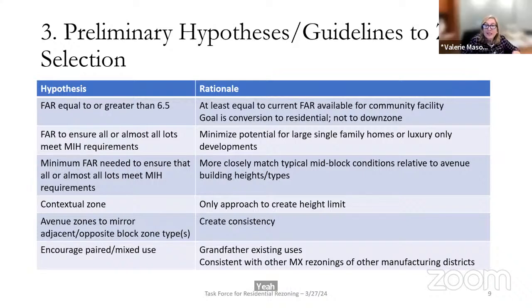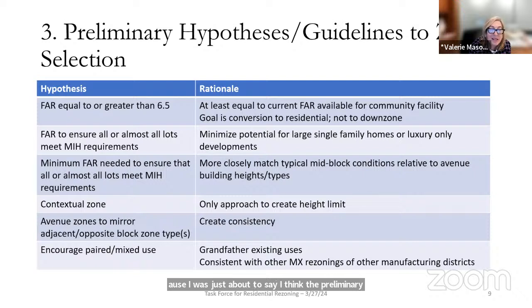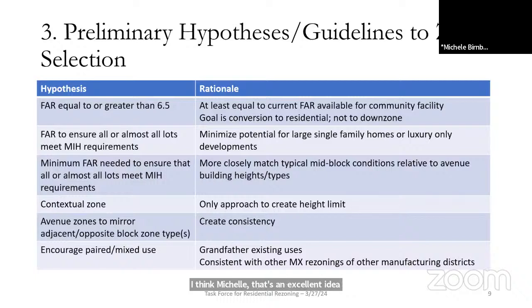Yeah, you guys unmuted me, but I think that's an excellent idea, because I was just about to say, I think preliminary hypotheses and guidelines to zoning sound good to those who have a rudimentary use of the vernacular, but it might send us off in directions that we can't pull back. This is a pretty thoughtful group, and it's a manageable size. There are representatives from different areas of our district, so we can put something together and then sail it out there and see what comes back. I think, Michelle, that's an excellent idea. Thank you. Okay, good. I look forward to working on that.